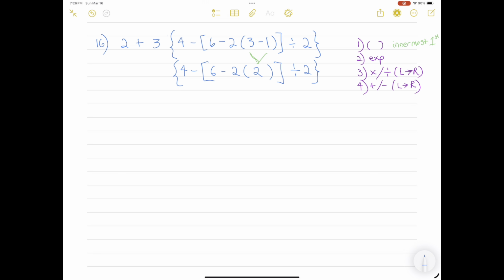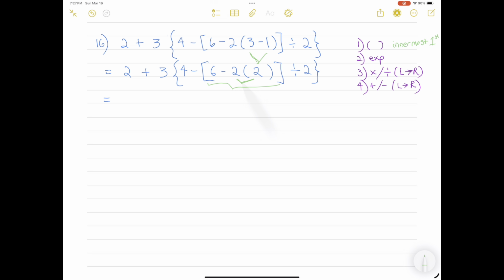I never try to do multiple calculations at once. It's better to go line by line, even if it takes a couple of pages of calculations. So now I can see that within my next line, I have a grouping symbol, brackets, which must be solved first. And within the brackets, I have 6 minus 2 times 2.